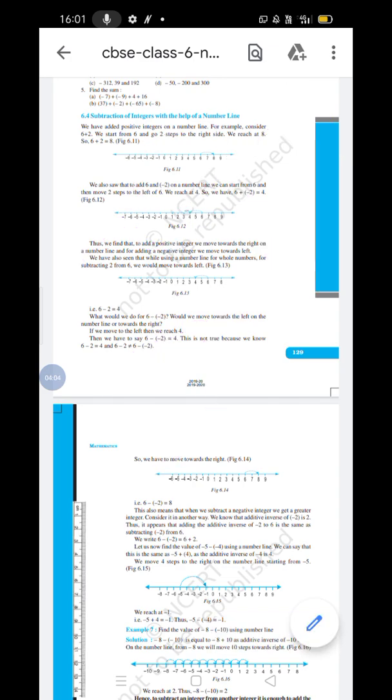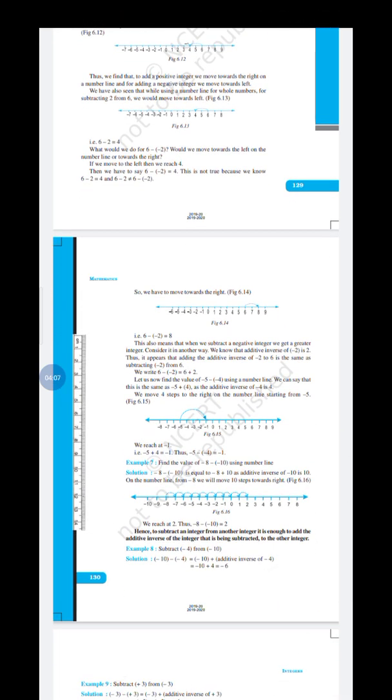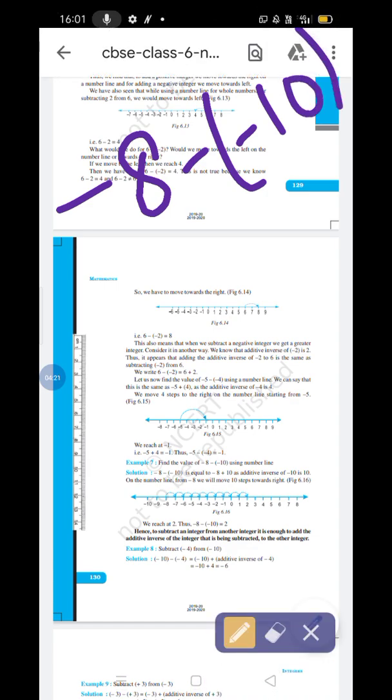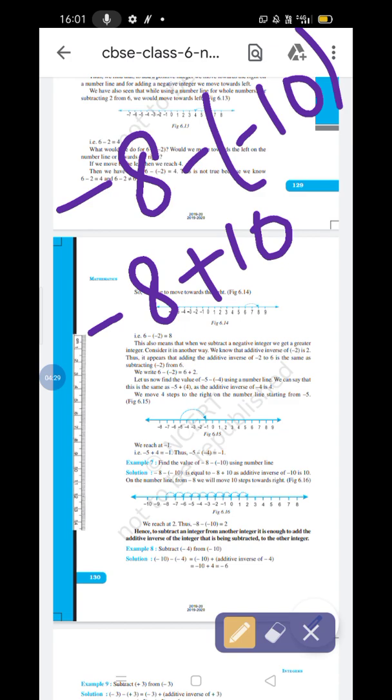Okay, children, did you understand? Similarly, example 7. Find the value of minus 8 minus of minus 10 using the number line. You have to take the additive inverse of minus 10, which is plus 10. So minus 8 plus 10 is plus 2. You start from minus 8 and move 10 steps forward, and you will reach plus 2.